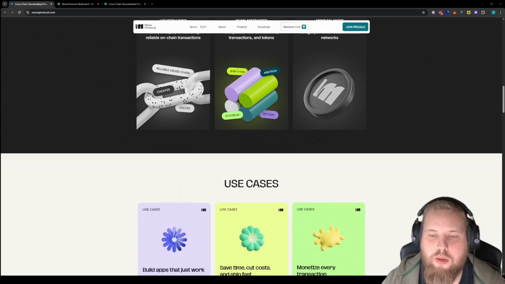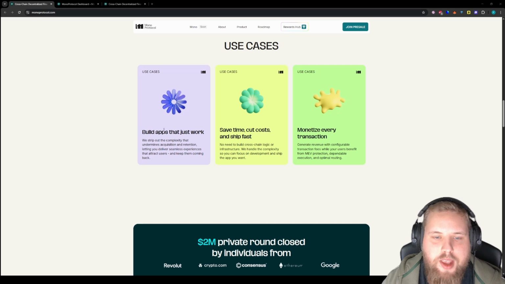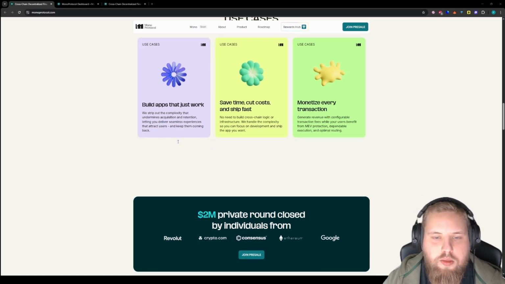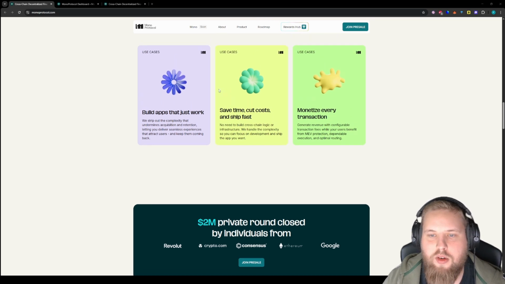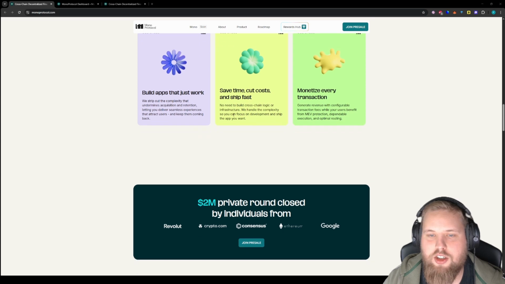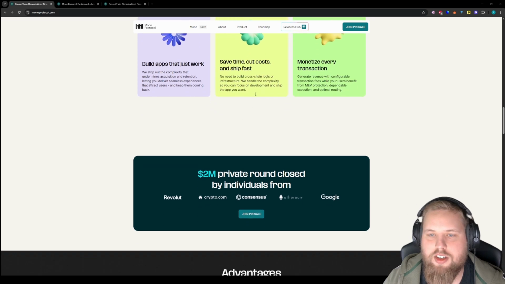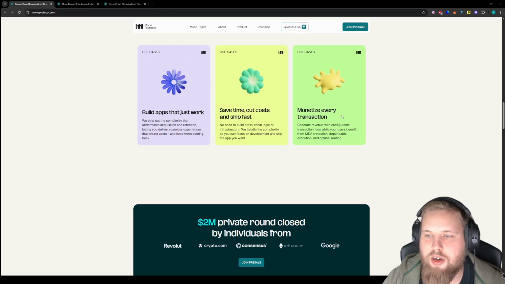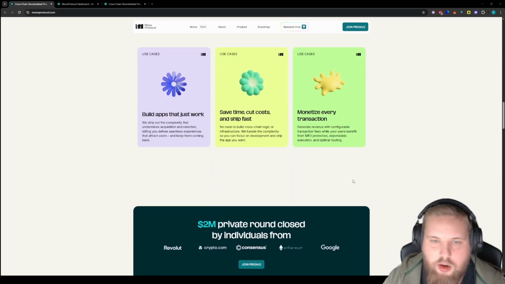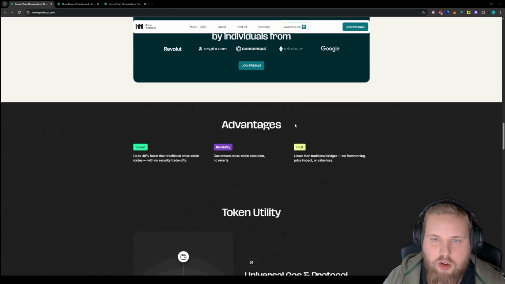With the use cases here, build apps that just work. We strip out the complexity that undermines acquisition and retention, letting you deliver seamless experiences that attract users. We have the save time, cut costs, and ship fast. No need to build cross-chain logic or infrastructure. Monetize every transaction, generate revenue with configurable transaction fees while your users benefit from MEV protection. So you can even earn some money with it while just holding tokens.